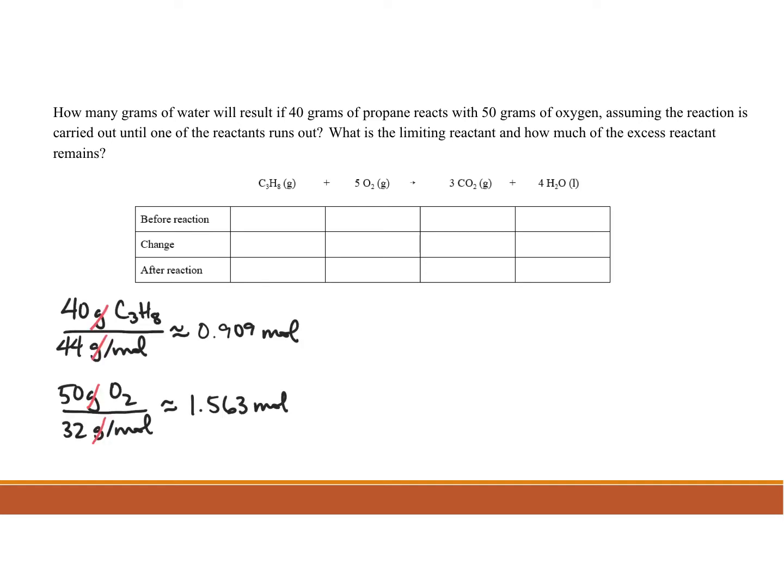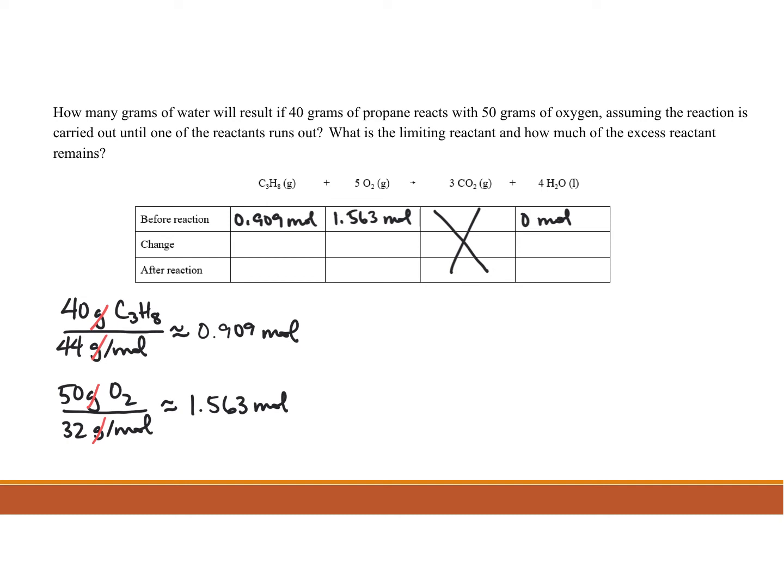So if you did this correctly, you would have gotten 0.909 moles of C3H8 and 1.563 moles of O2. So I'm going to fill that into the table: 0.909 mole and 1.563 mole. The question doesn't ask you about anything with the carbon dioxide, so I'm going to X out this column because we don't really need it. And it doesn't say anything about having any water in the beginning, so I'm going to put 0 moles of water.